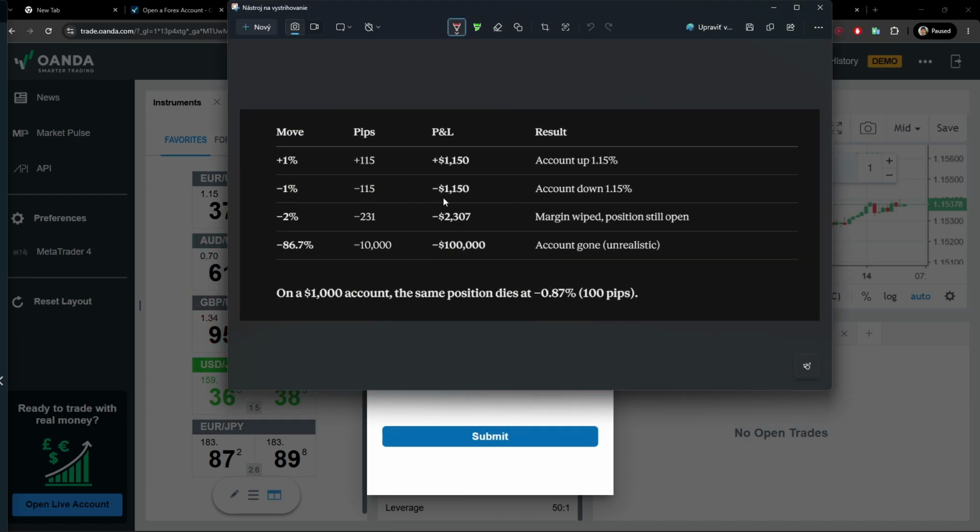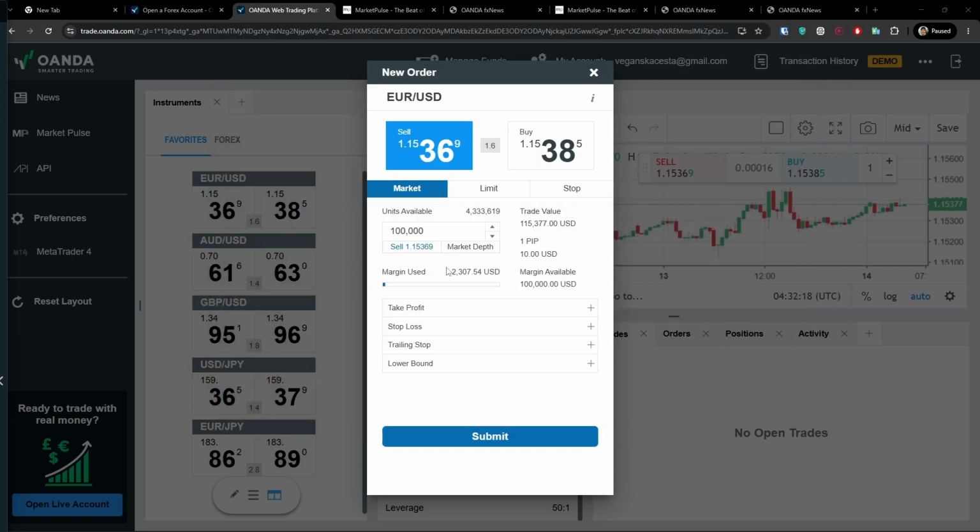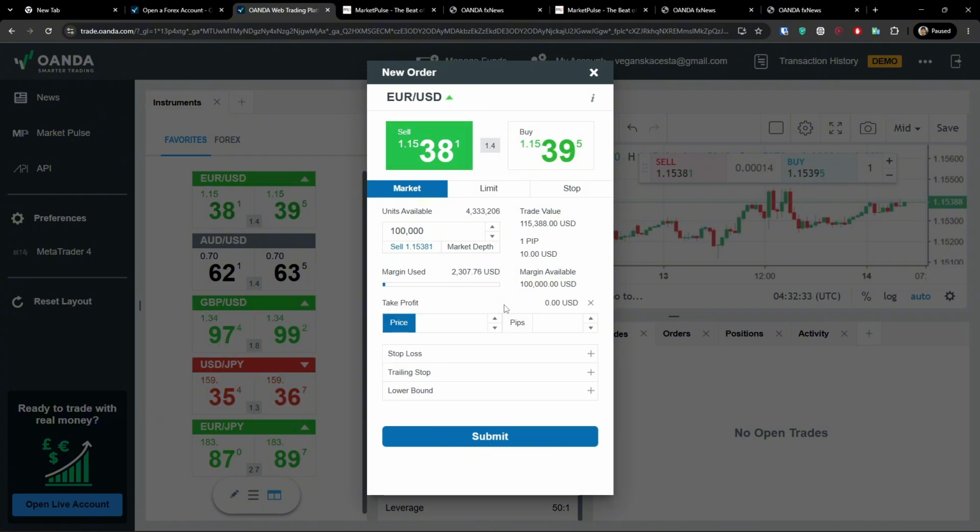Now, what is important to say is that it's easy to make money, but it's also easy to lose money. So let's look at it like this. If the price increases by 1%, I'm going to make 115 pips, and that means $1,150. The account is 115% up. But if I lose 1%, you actually lose it from the margin used. This is why the leverage is risky. And you're going to lose $1,150 if it goes down only 1%.